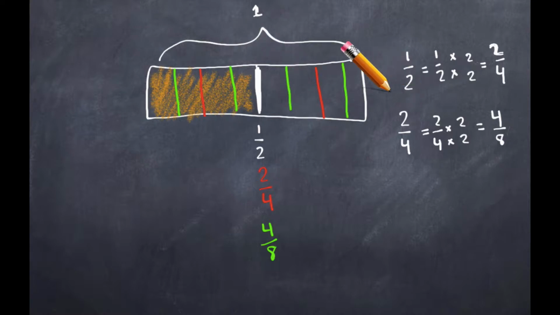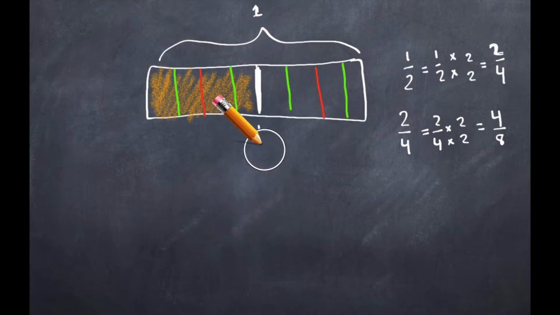But anyway, you can see that we can make equivalent fractions using a tape diagram, right? We found 1 half of this, and then 2 fourths and 4 eighths, which is all the same thing. They are equivalent fractions, and we use the tape diagram to help us find that.